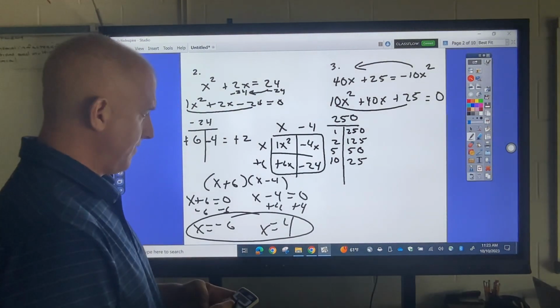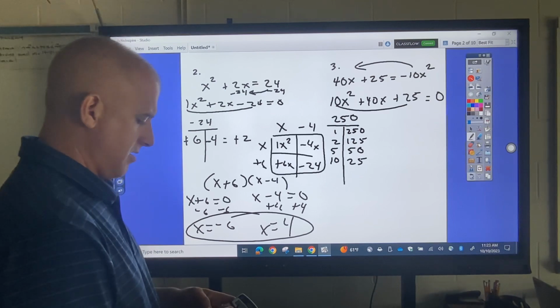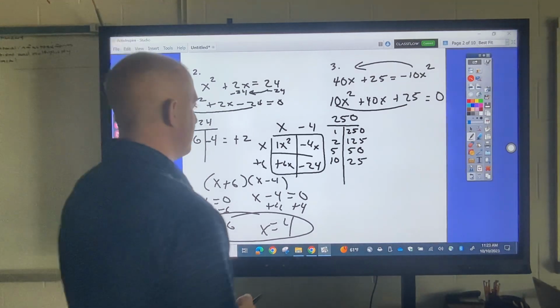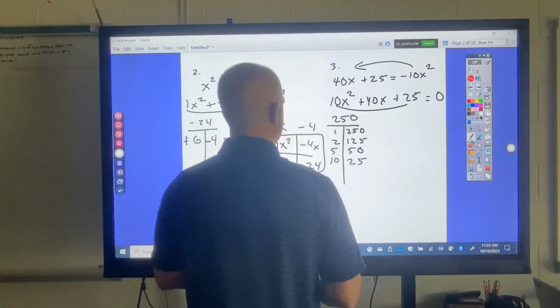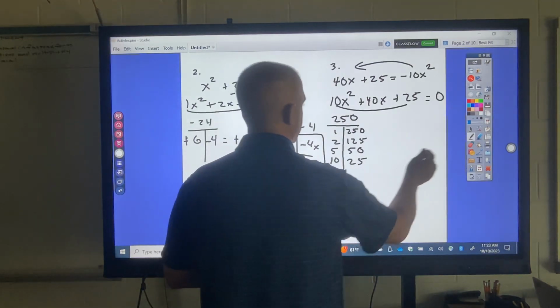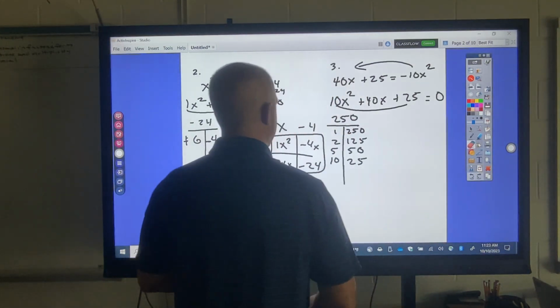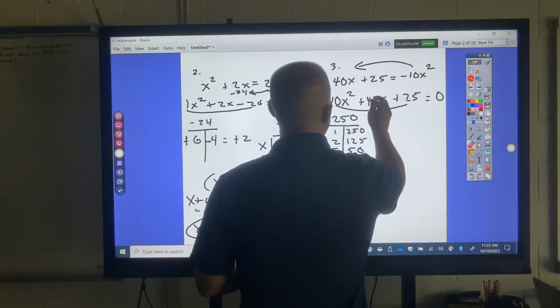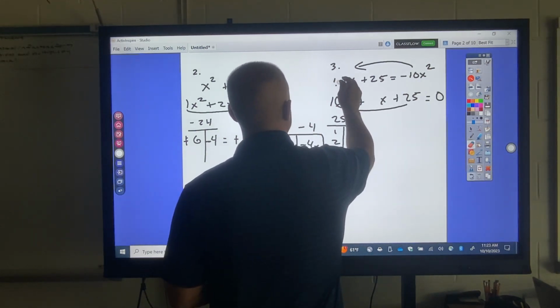250 divided by 15. I think I picked something that's not factorable. Okay, let's change this. Let's make an adjustment here. Let's say this was 35x.